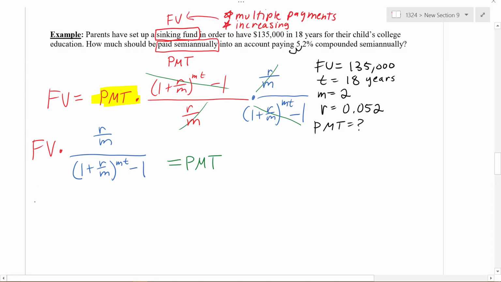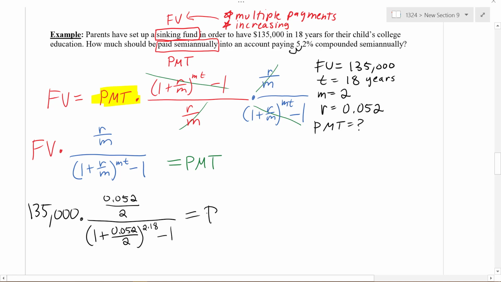Okay, now I'm going to plug everything in. We have our future value of 135,000 times our R value divided by M, which is 2. So I have 1 plus my R value divided by that M value, which is 2. And we're going to raise that to the power of M times T, so that's 2 times 18. And we're going to subtract 1. That's going to give us the payment that we want to make every 6 months, or twice a year, or semi-annually, into this account.